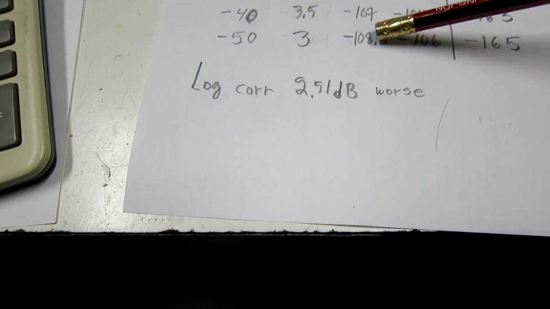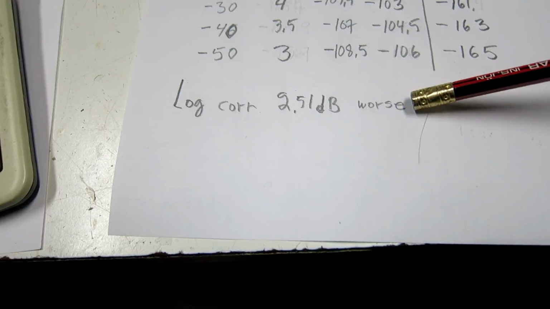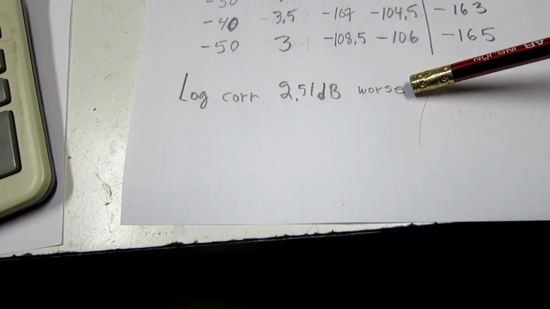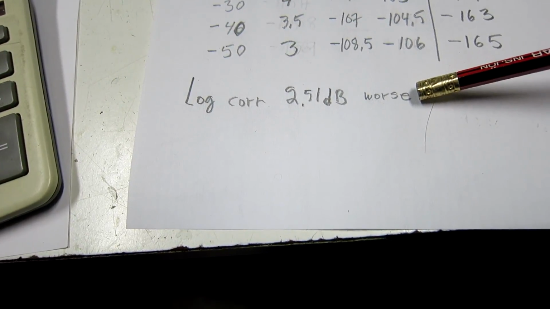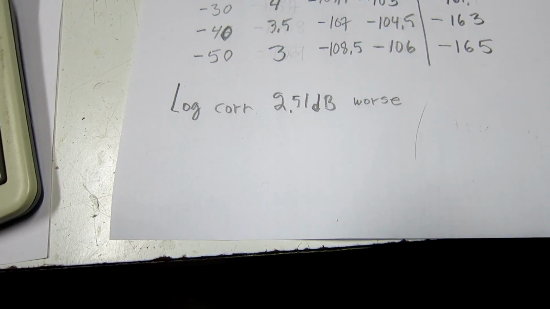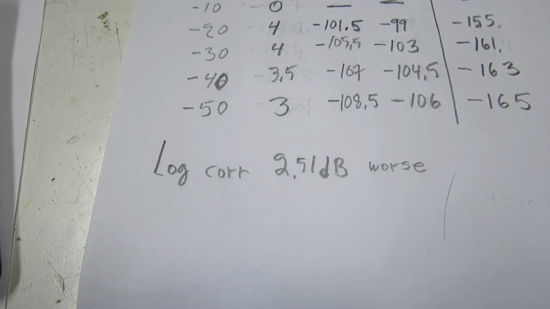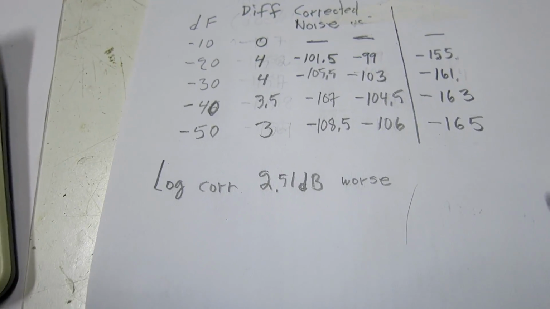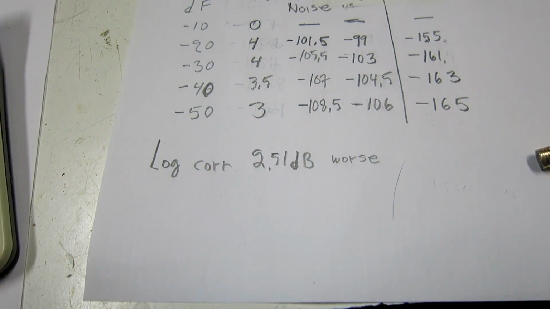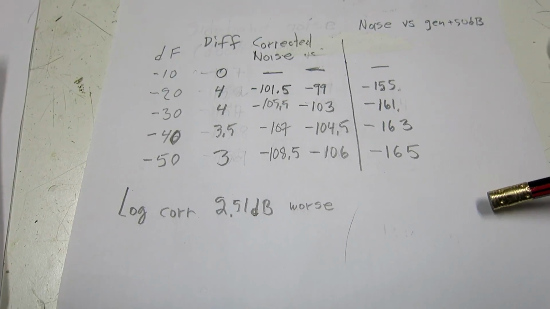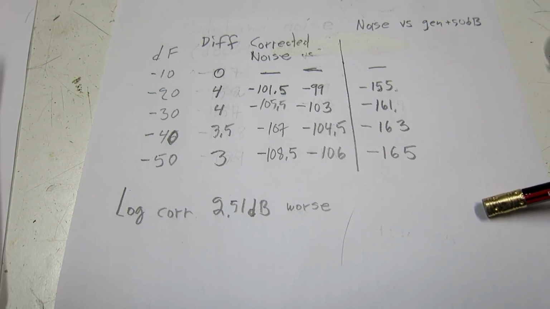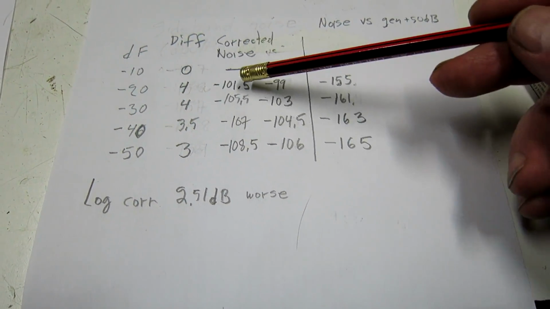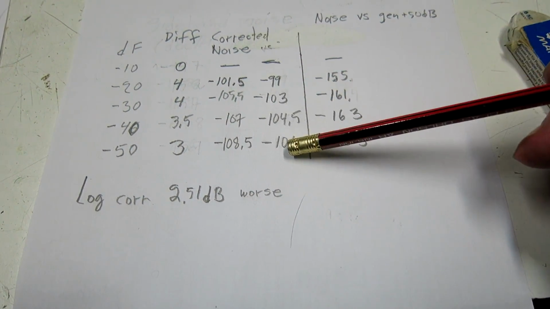Then there is one more thing. This is a spectrum analyzer with a logarithmic detector. The noise values have to be corrected by 2.51 dB. The logarithmic detector shows a value that is 2.51 decibels too low when the signal is noise, compared to a true RMS detector. So I add 2.5 dB to this column and get these results.